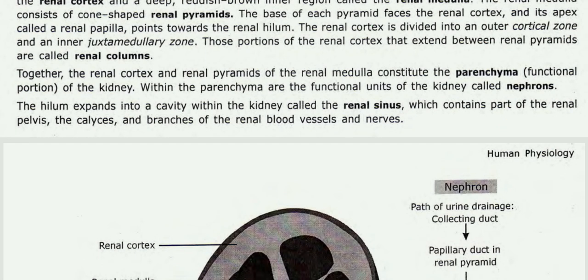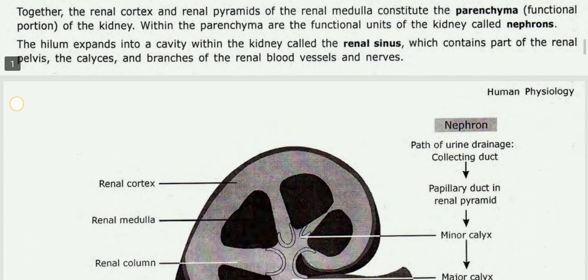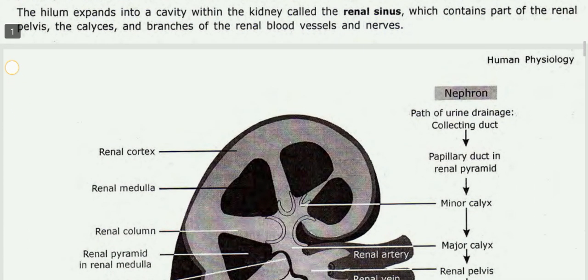Then together, the renal cortex and renal pyramids of the renal medulla constitute the parenchyma, the functional portion of the kidney. Within the parenchyma are the functional units of the kidney called nephrons. The hilum expands into a cavity within the kidney called the renal sinus, which contains part of the renal pelvis, the calyces and branches of the renal blood vessels and nerves.